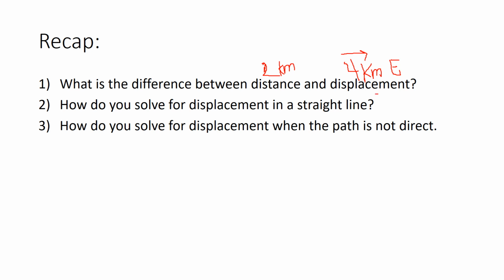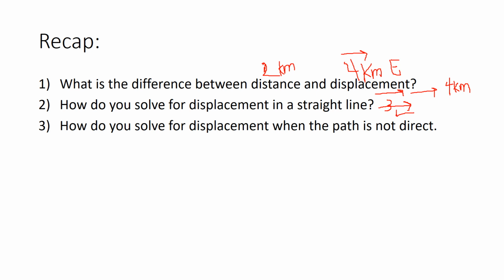So you have one of two situations. If you have displacement and they're both going in the same direction, like say we traveled 2 kilometers and then we traveled 2 more kilometers in the same direction, we would add them. So if it was 2 and 2, that would be 4 kilometers. And we could say that's to the east or to the right or whatever direction that is, okay?